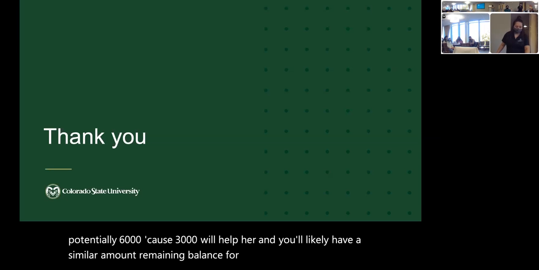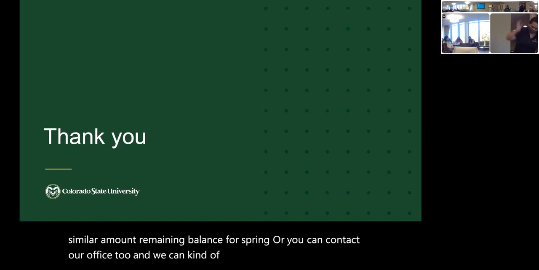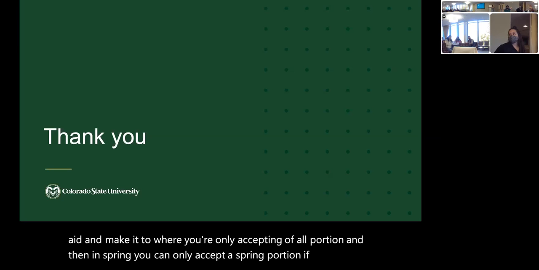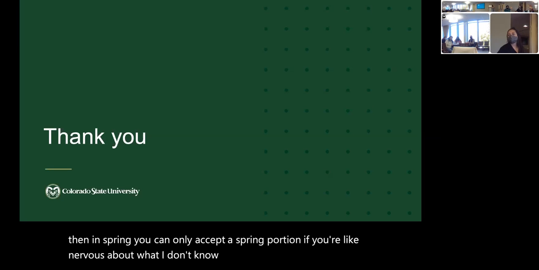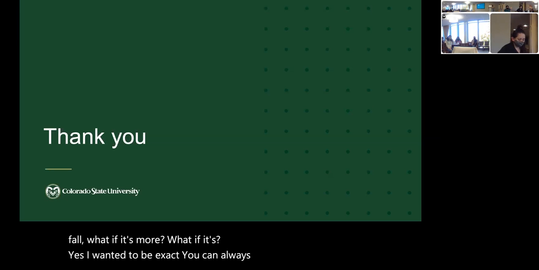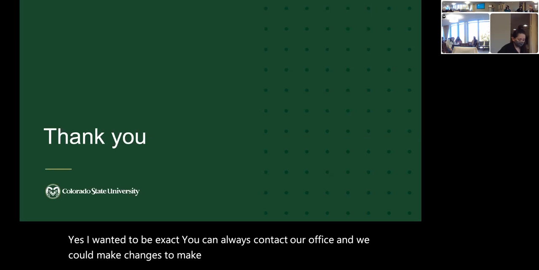Or you can contact our office too, and we can finagle with your financial aid and make it so you're only accepting a fall portion, and then in spring you can accept a spring portion, if you're nervous about, well, I don't know if it's going to be $3,000 in fall. What if it's more? What if it's less? I want it to be exact. You can always contact our office and we can make changes to make the most sense for you.